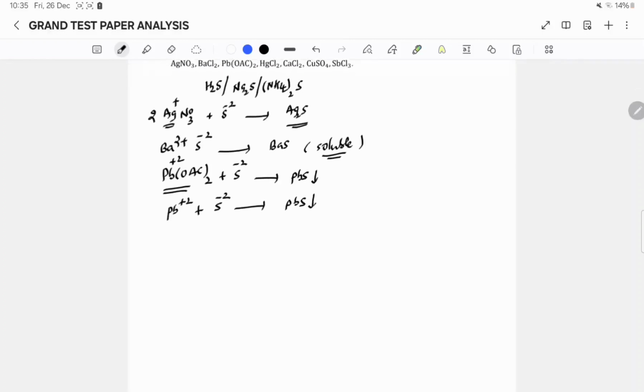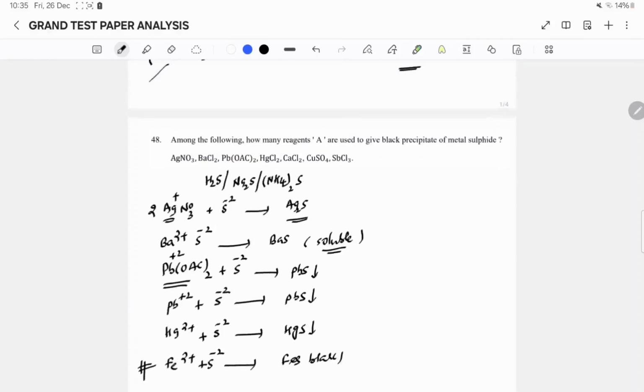Now HgCl2, student, that is Hg plus 2, reacted with S minus 2 forms HgS as a product. So it will form as a metal sulfide. Now similarly, Fe2 plus also reacts with S minus 2 and forms FeS black. This is not given, student. So this is the additional reaction we are studying, right?